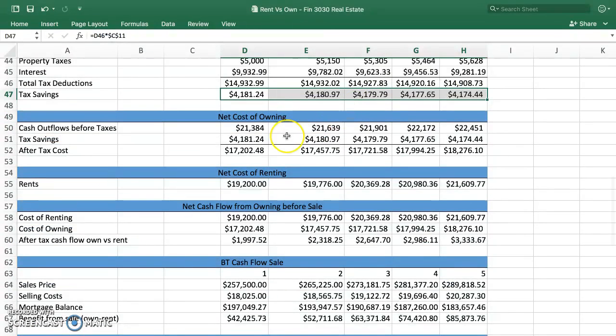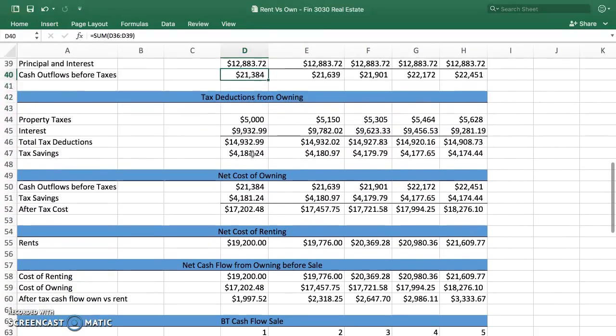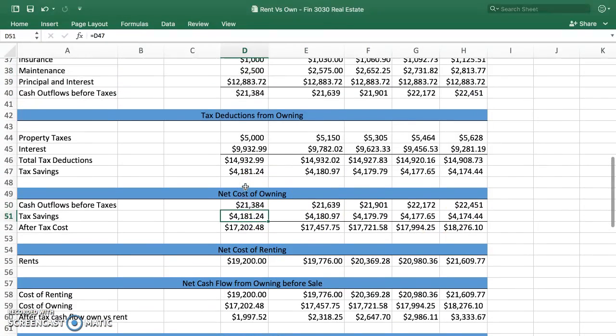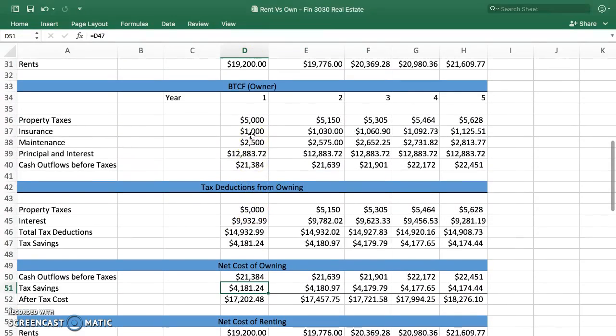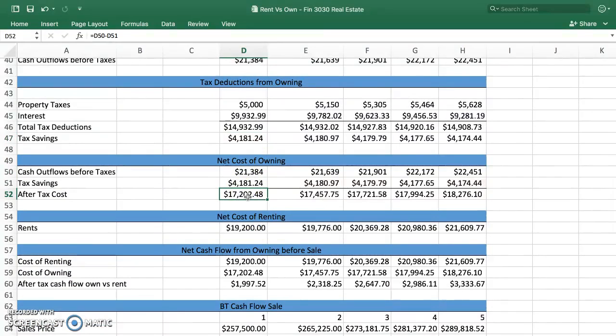Alright, net cost of owning and net cost of renting. This will go into this final section right here, but we're just going to break it down further. So cash outflows before taxes, this was already calculated here, so we're just going to bring all those down. Here's 1 through 5. Tax savings was also already calculated. It's right here in the last section. So basically we're just going to do a subtraction equation here, get our after-tax cost.